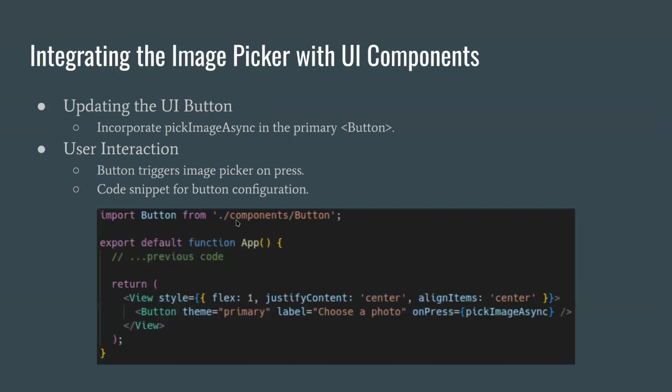Integrating the image picker with UI components. So you may be wondering how we can make the function accessible from the user interface. You will need to update the primary button component to call pickImageAsync when pressed. So you can adjust the onPress property of the button in your app.js. What this is doing is that when the user taps the button, the image picker will launch.